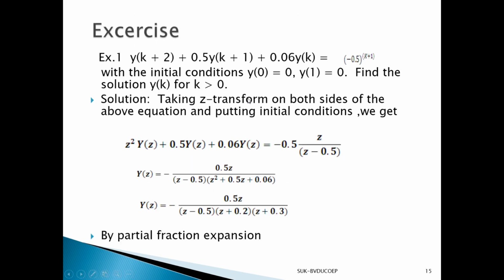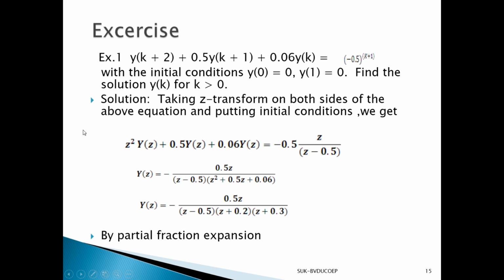So here, taking Z transform on both sides of the above equation and putting initial conditions. As initial conditions are 0, otherwise here this is z square Y(z) minus z square y0 minus z y1, so that will become 0, 0. So I have written directly z square Y(z) plus 0.5 Y(z), here also because earlier initial values are 0, and 0.06 Y(z) equal to minus 0.5.